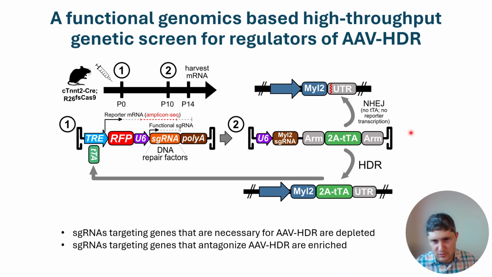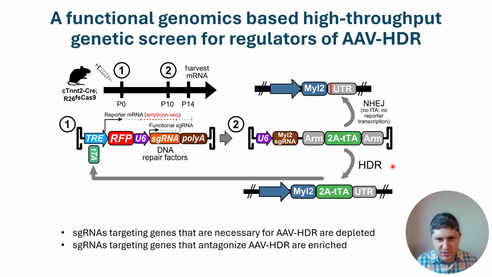There are basically two outcomes. If there's non-homologous end joining, there will be no insertion of TTA, and so the transcriptional activator won't be able to activate a TRE responsive reporter gene within our first AAV vector. So this reporter gene expresses a red fluorescent protein, and then it has the library of guide RNAs embedded within its 3' UTR. So if there's non-homologous end joining, there's no activation of the reporter gene on the first vector.